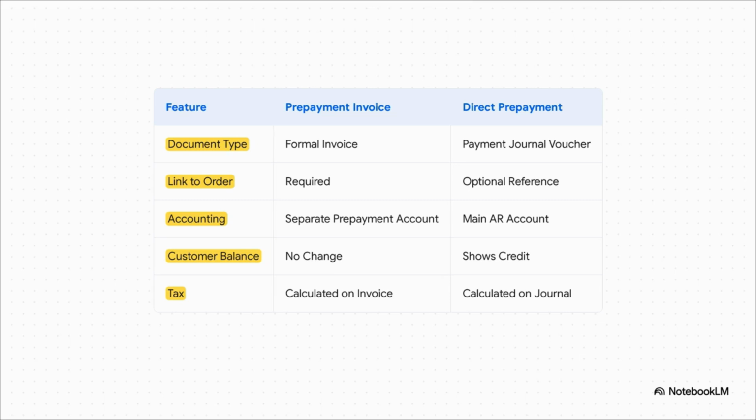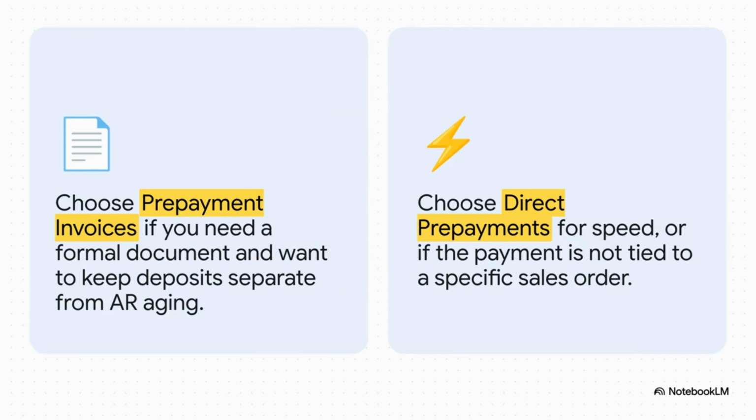But really, the biggest difference, the one your controller is definitely going to care about, is the accounting impact. Are we talking about a separate prepayment account, or are we just lumping it into the main AR account? That single choice is what decides if the customer's balance shows that credit right away. Honestly, these are the differences that will make or break your decision. So, what's the bottom line? It's actually pretty simple. You choose the formal prepayment invoice path if you absolutely need an official document for your customer, if you have to keep your AR aging reports squeaky clean, and if a rock-solid audit trail is non-negotiable for you.